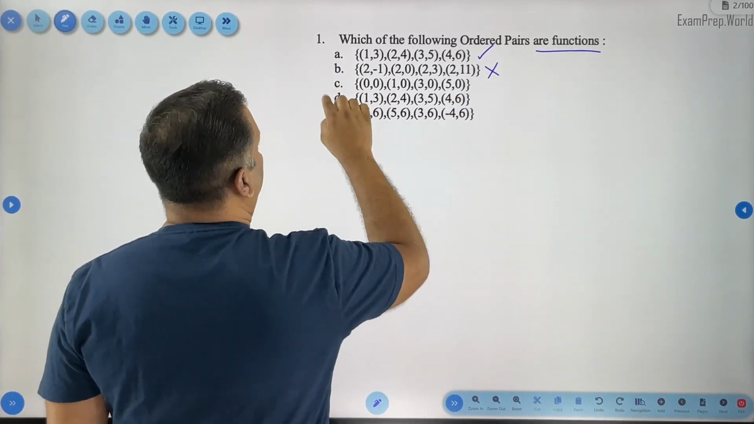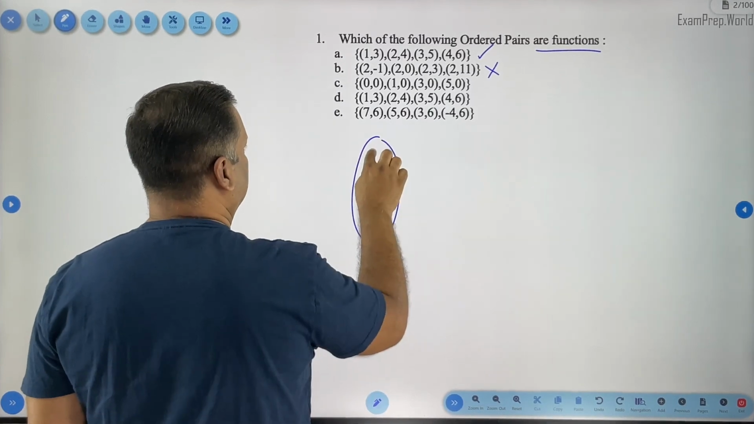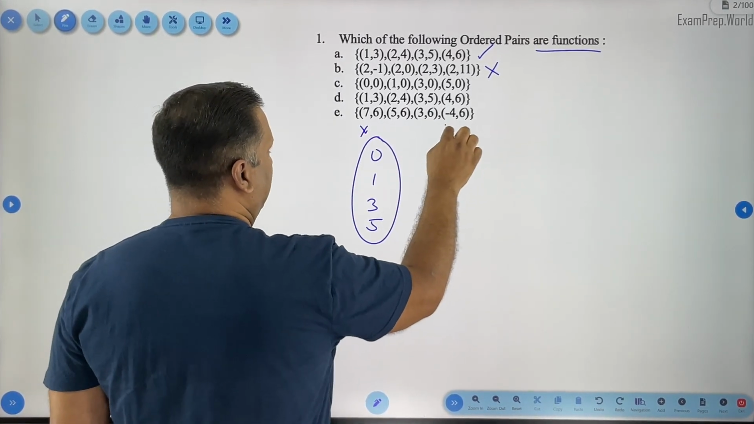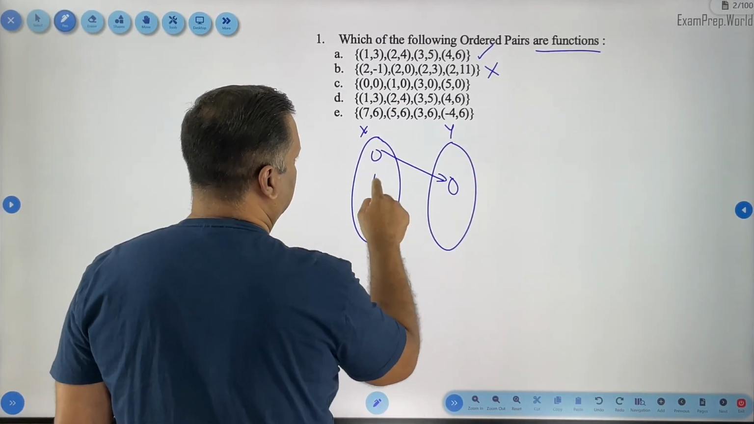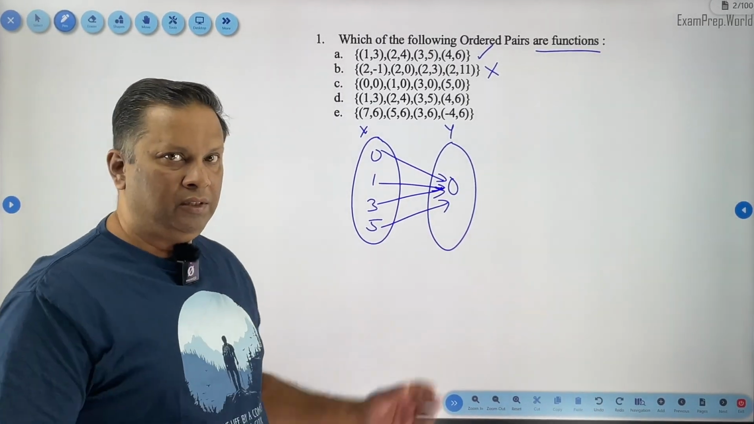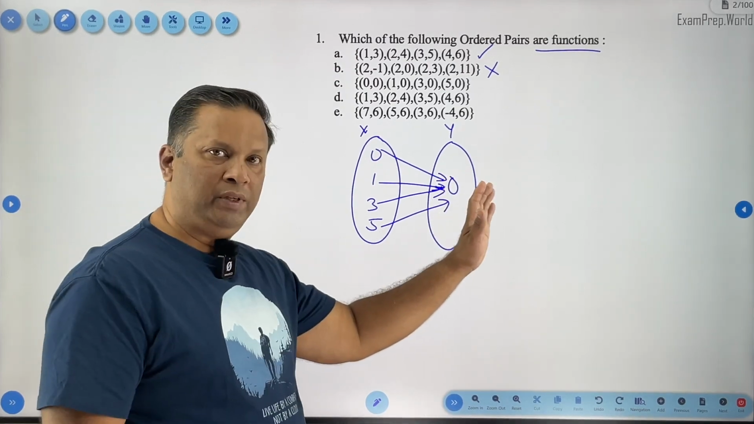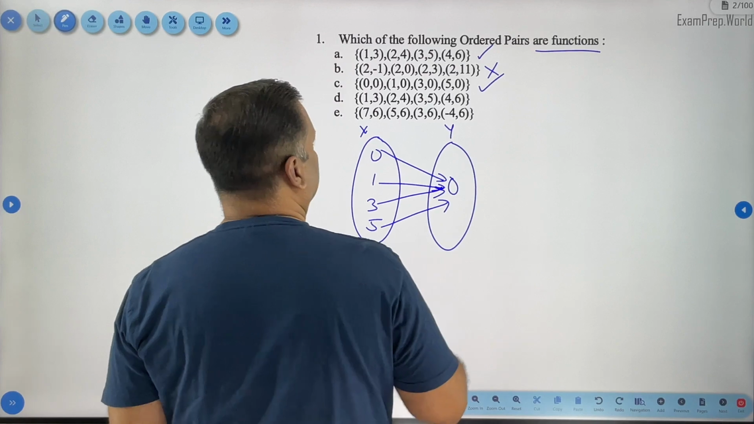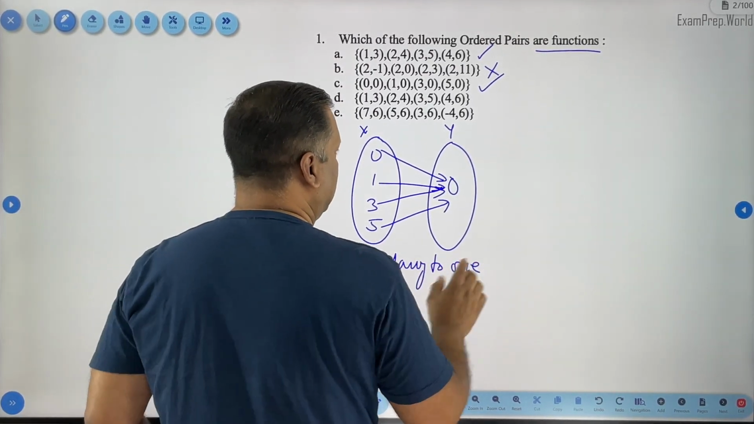Okay. Now coming to the third one, C. So we have 0, 1, 3, 5 as elements of x, and in y you find it's only one element, 0. So each element in x is pointing to the same element in y. This is possible, it is a function. Okay. So many to 1 is always a function. So yes, it is a function. So we can write many to 1. Many to 1, it is a function.